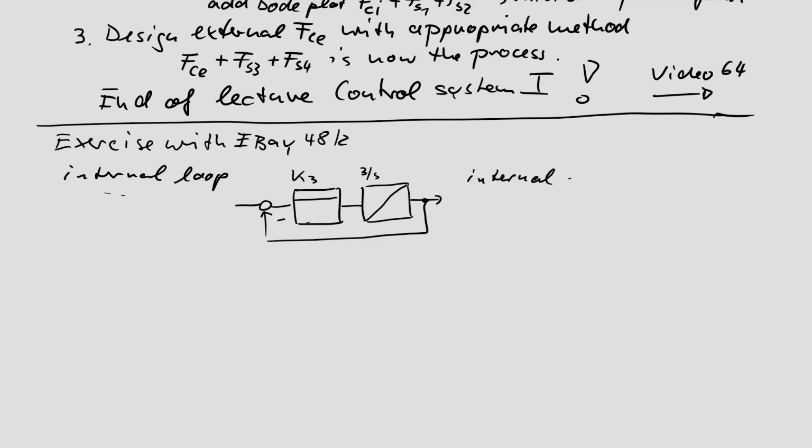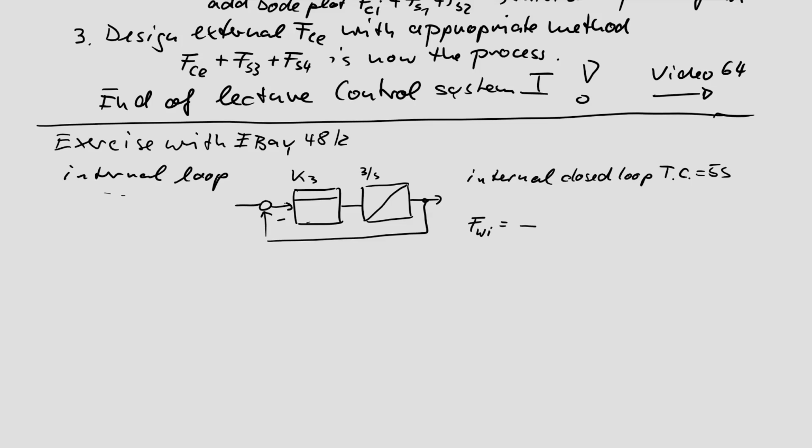The internal closed loop should have a time constant of 5 seconds. So what we have to do is very similar to project 1. Calculate the closed loop transfer function of this and look if we can then identify a time constant in this transfer function.